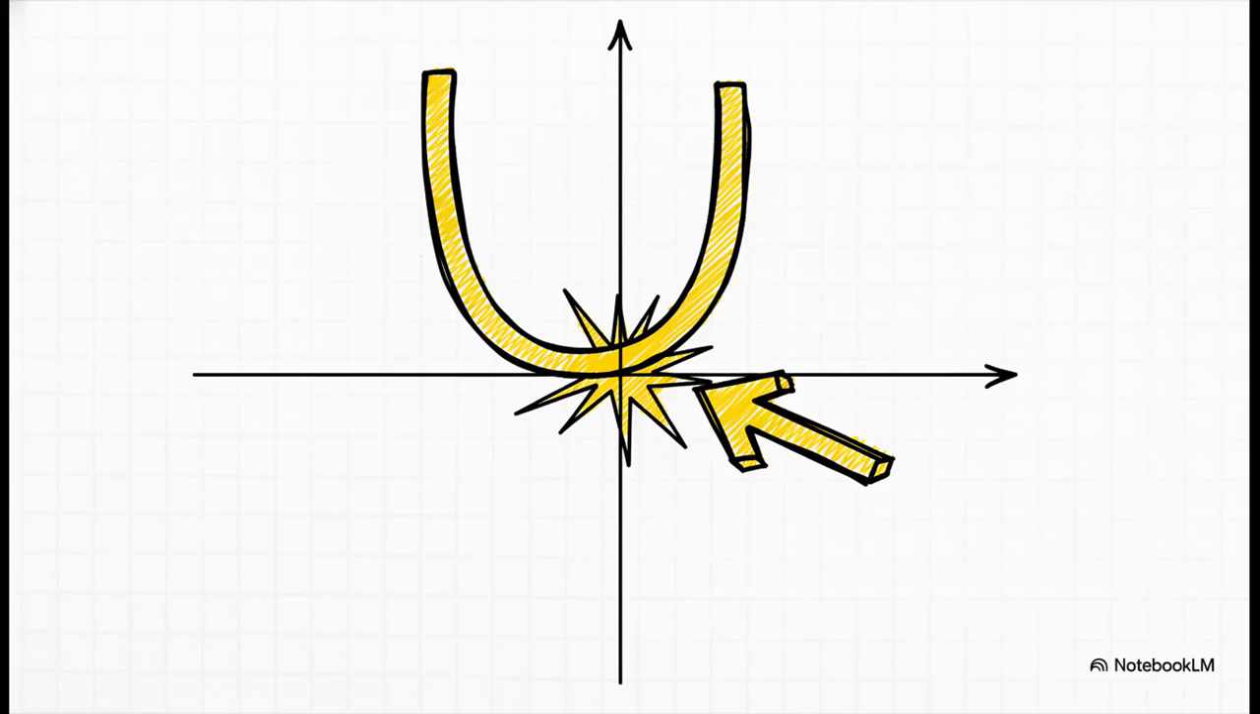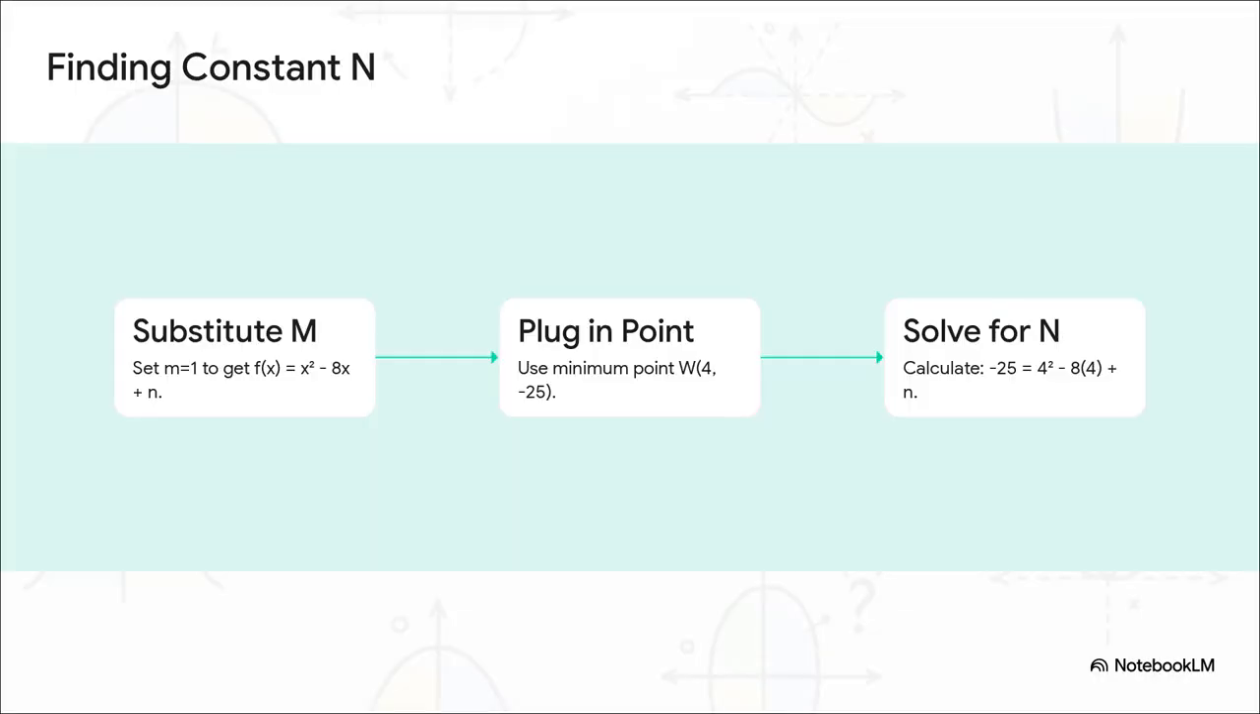All right, here's where we shift gears from that visual logic into some methodical algebra. But real quick, what actually is n? In this format, that constant sitting all by itself at the end represents the y-intercept. It is the exact specific coordinate where our curve slices right through the vertical y-axis. So our job right now is to pinpoint that exact numerical value. Let's walk through the substitution.